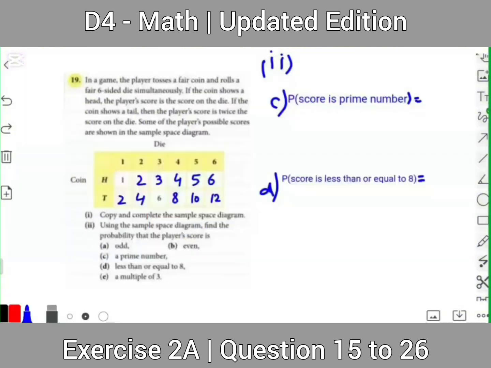Now in part C, we have to find the probability that the player's score is a prime number. So what are prime numbers? A number that has only two factors, 1 and itself, is known as a prime number. So here are the prime numbers.